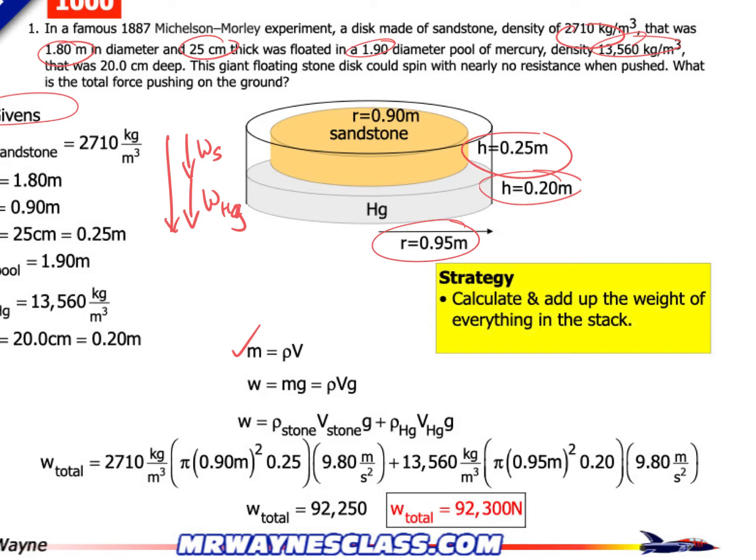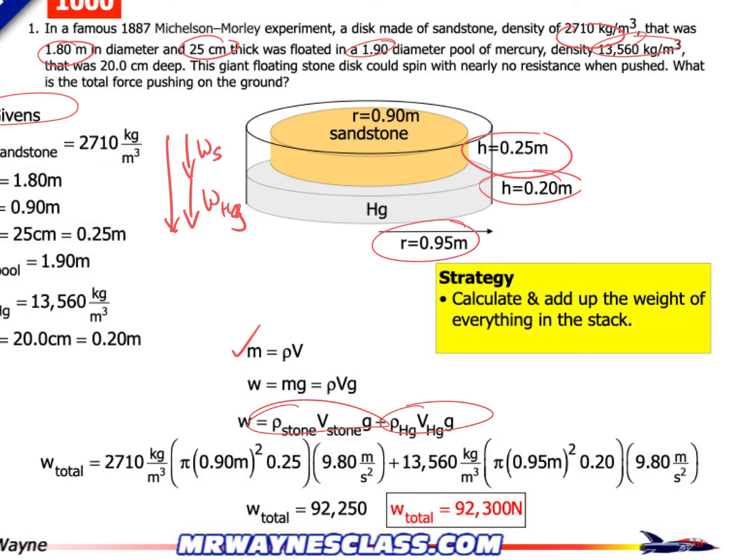So to figure out the total weight, I've got to find the weight of the stone plus the weight of the pool of mercury added together. So I'll use rho vg since they give me the density. If they gave me mass, I would use mg, but they gave me density. So I'm going to use rho vg for the stone and then rho vg for the pool of mercury.